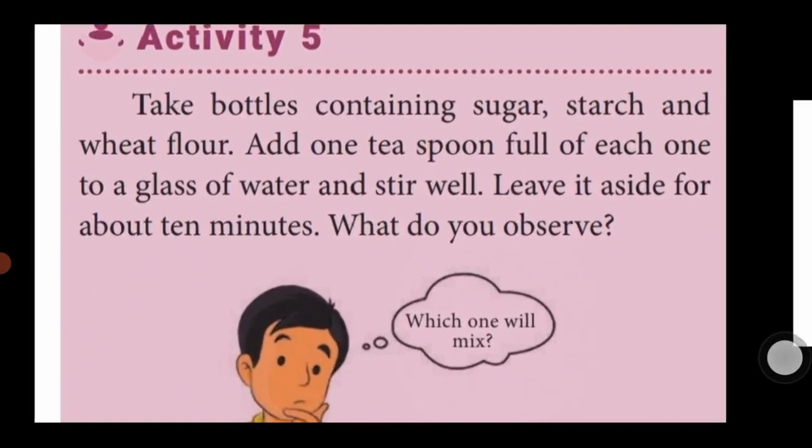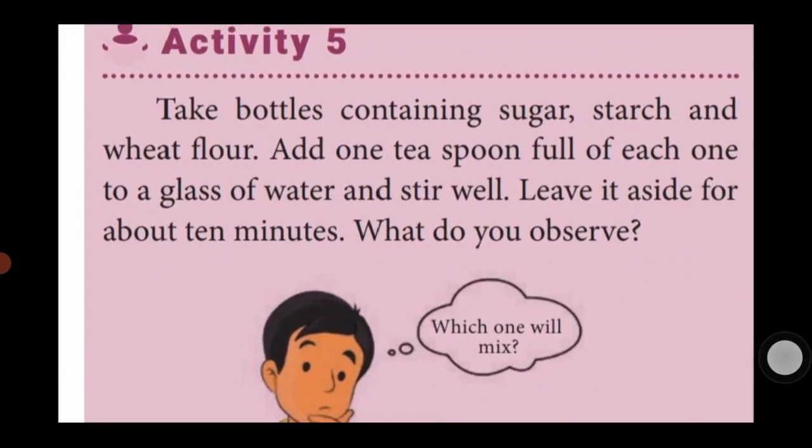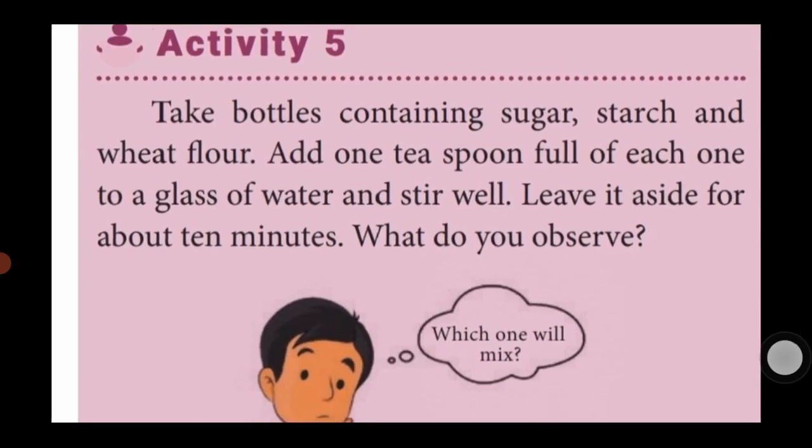Take bottles containing sugar, starch and wheat flour. Add 1 teaspoonful of each one to a glass of water and stir well. Three bottles contain water. In the first bottle dissolve sugar, in the second bottle starch, in the third bottle wheat flour, and stir well. Leave it aside for about 10 minutes. What do you observe?